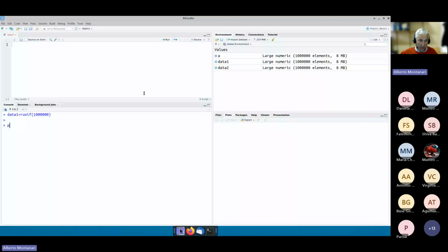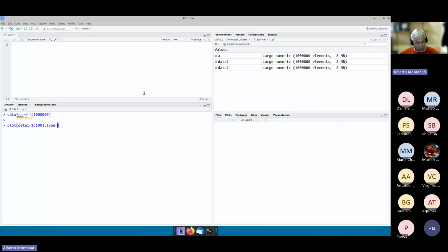If I plot 1 million numbers, the plot becomes messy. Let me plot only a fraction of it: data 1 from 1 to 100. And let me use a line to connect the plot.